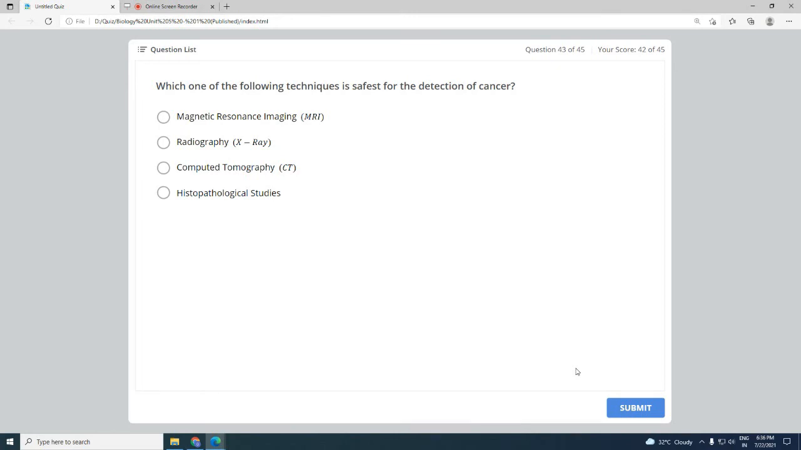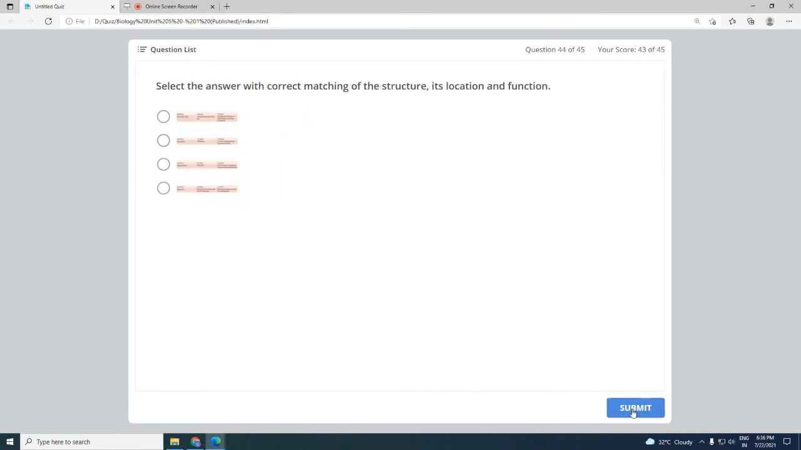Option A, MRI is the right answer. Okay, select the answer which has the correct matching of the structure, its location and function. Oh, my dear students, unfortunately the options are not visible. Okay, so let's skip the question.